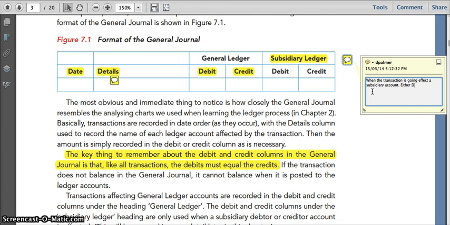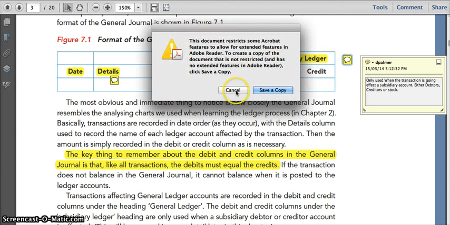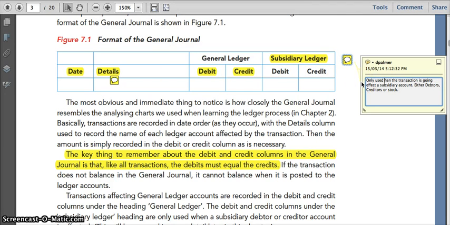Either debtors, creditors, or stock, basically. This is going to come into effect only when the transaction is going to affect the subsidiary account. So the subsidiary ledger column's only used for a subsidiary account, so either debtors, creditors, or stock. Now this will come into effect when we start looking at bad debts, which is later on in the chapter.